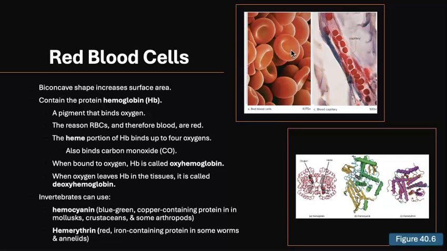When we have more surface area, we are able to have more space in order for us to contain more hemoglobin. And this is going to be a pigment that binds oxygen. This is why our red blood cells are actually red. The heme portion, which if you look at this figure down over here, you could see the heme portion here is going to bind up to 4 oxygens. So you can see some of the oxygen bound here.